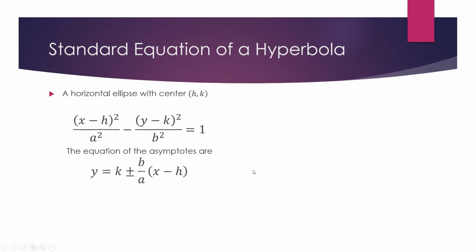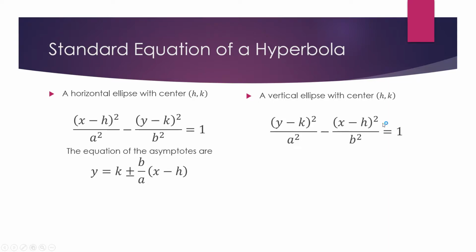For a vertical hyperbola, again with the center at h comma k, our equation is going to be y minus k quantity squared over a squared minus the quantity x minus h squared over b squared is equal to 1. The equations of the asymptotes for a vertical hyperbola would be y equals k plus or minus a over b times the quantity x minus h.